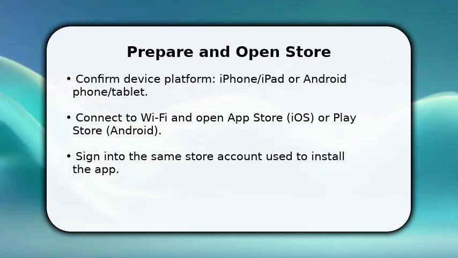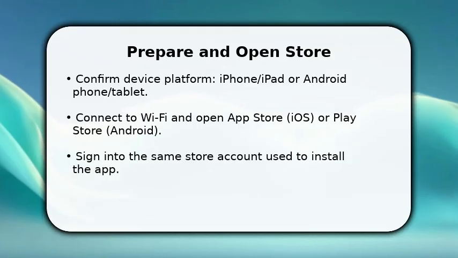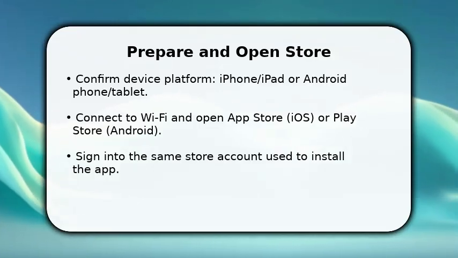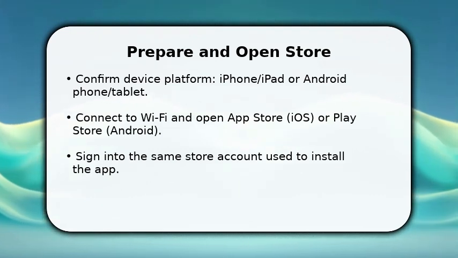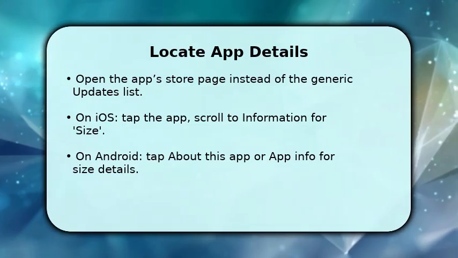Make sure you're on the primary Home tab. On iOS, tap your profile icon to see available updates, while on Android, search the app name or tap your profile and manage apps to locate the app quickly. Now go directly to the specific App Store page.